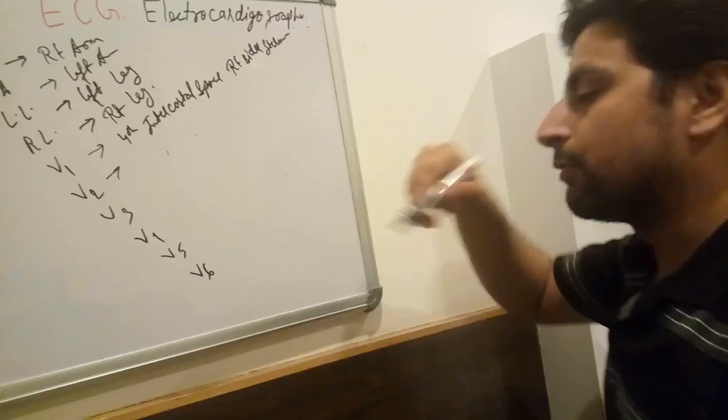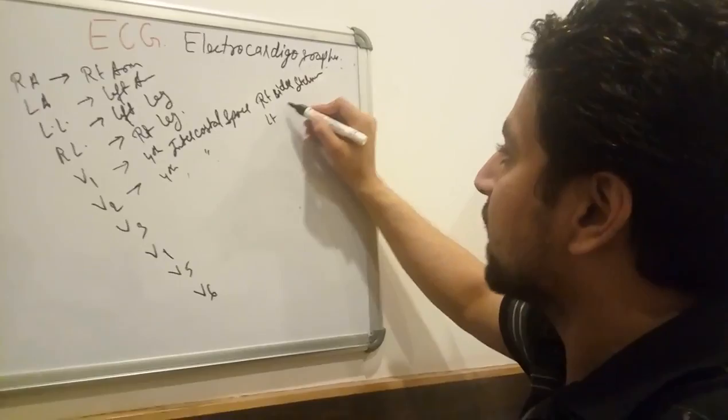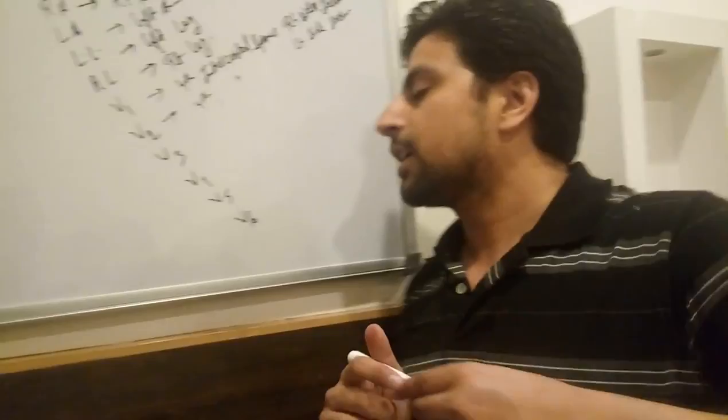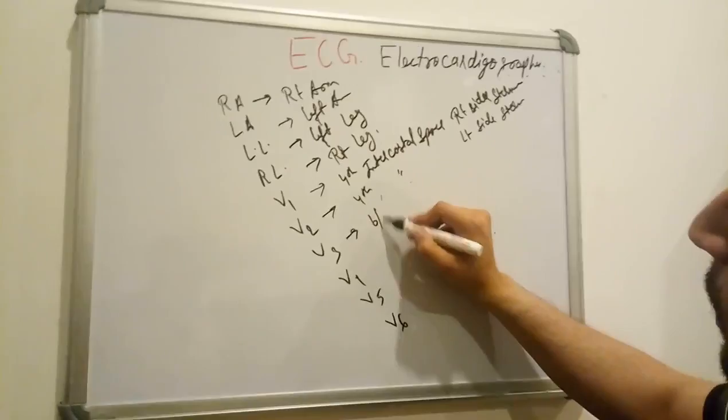And now the V2. V2 is also on the 4th intercostal space. Same intercostal space, but the left side of sternum. Left side sternum, this side. One is here, another is here on the 4th intercostal space. V1, V2 on the 4th intercostal space, between rib number 4 and rib number 5. Okay, then V3 we are going to place between V2 and V4 leads.